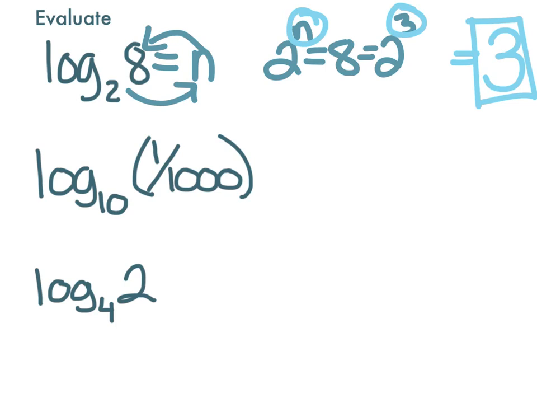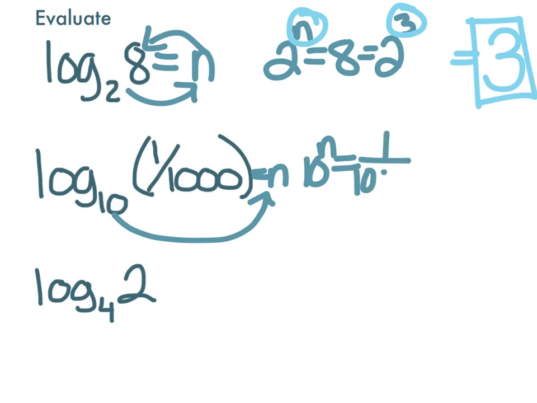All right, log base 10 of 1 over 1,000. Well, I can think of this as 10 to what number would give me 1 over 1,000. And I'm going to need a negative number. If I raised 10 to the third, I'd get 1,000. So 10 to the negative third, I would get 1 over 1,000. So log base 10 of 1 over 1,000 equals negative 3.